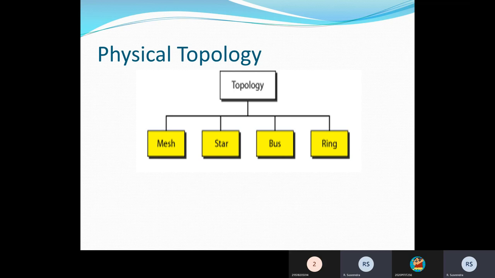First, mesh. We all know the word mesh, it means congested. For example, we may have seen a fish net. It's like a meshy method, or a mosquito net. It looks like a square pattern.